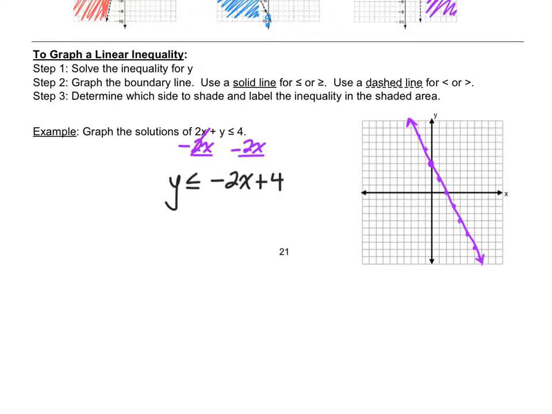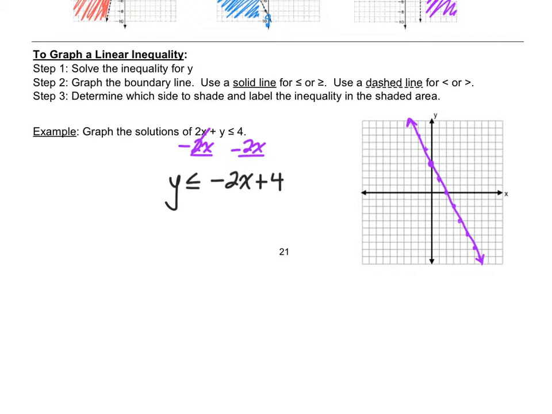Okay, so then we just have to decide, am I shading here or here? So choice A or choice B? A. All right, so we're looking for values that are less than the line. I did a solid line because it had a less than or equal to sign. So I'm going to shade all the values less than.